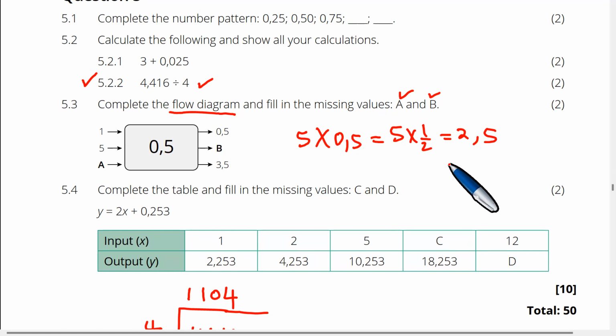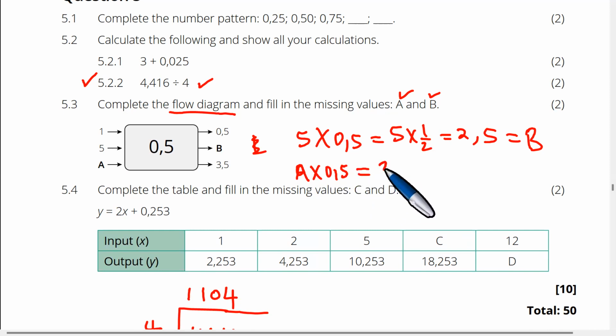Okay, so it means that B is equal to this. B is 2.5, because you just take the 5 and multiply, and then the answer becomes B. Here you start with A. So you halve A, in other words you take A and multiply by 0.5. The answer is 3.5. You get the point?